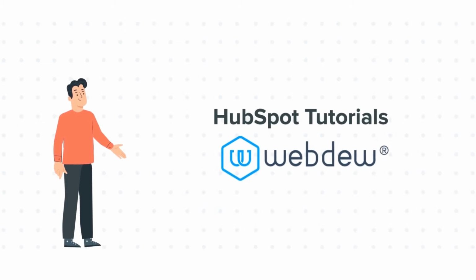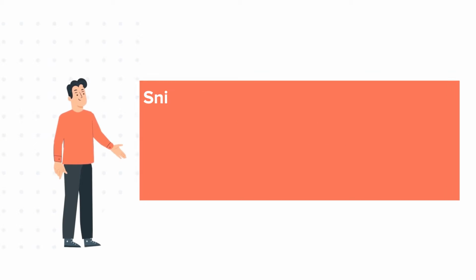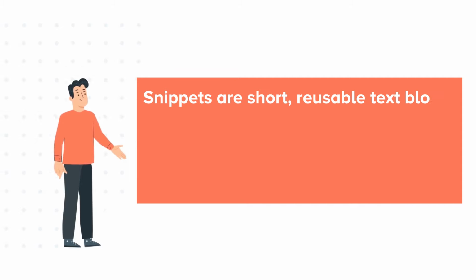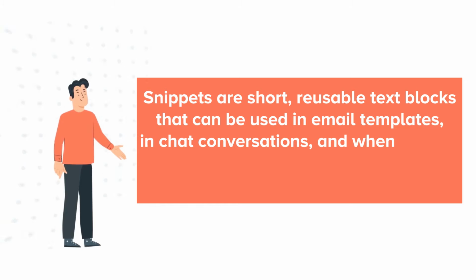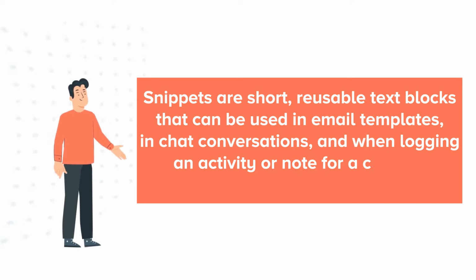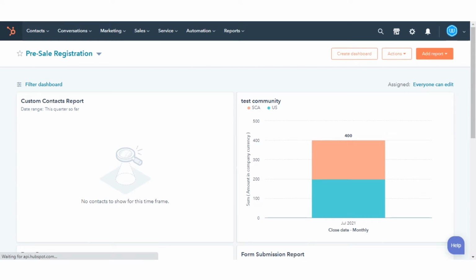This is Bob and our today's tutorial is about how to create a snippet. Snippets are short, reusable text blocks that can be used in email templates, in chat conversations, and when logging an activity or note for a contact, company, deal, or ticket. Let's see how you can create them.